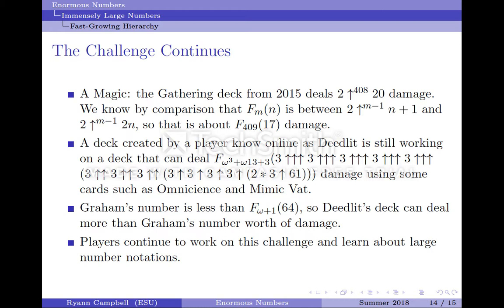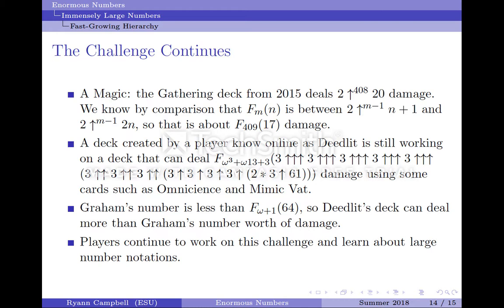We started a little while ago talking about a Magic the Gathering deck from 2015 that deals 2 with 408 up arrows of 20 damage. And we know by comparison that Fm of n is between 2 to the m-1 arrows of n plus 1 and 2 to the m-1 arrows of 2n. So really that's about F 409 of 17 damage. So that's quite a few iterations past that F3. So we will not be calculating that out today.